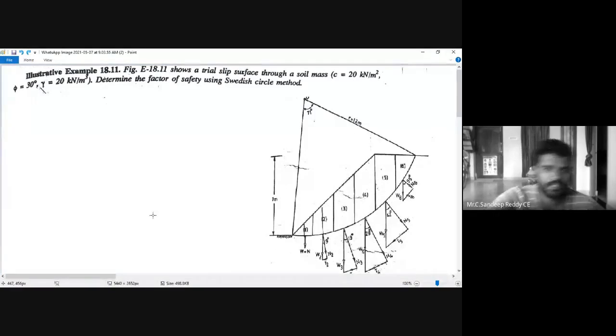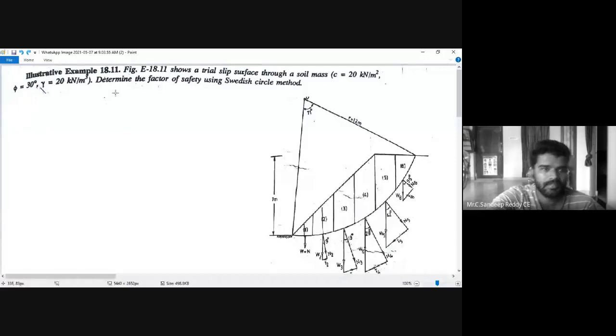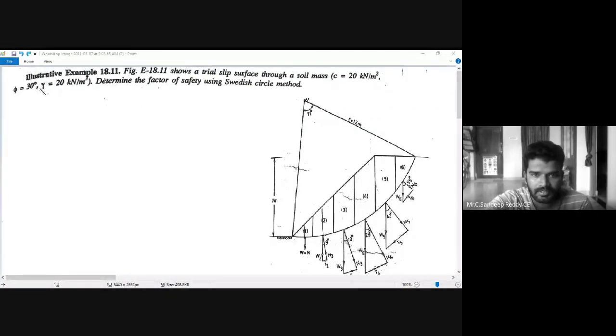Right? So as you see on the screen, the figure shows a trial slip surface through a soil mass having properties C is equal to 20 kilonewton per meter square, 30 is the angle of internal friction, and gamma is equal to 20 kilonewton per meter cube. Right? So these all are the properties of soil given in the problem, and he is asking to find the factor of safety using the Swedish circle method.